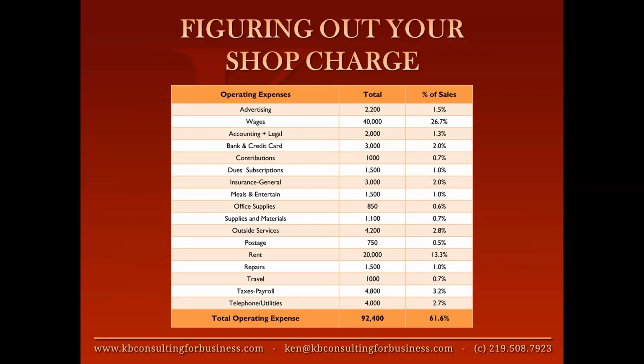Here's an example of what operating expenses might look like for a one-person shop doing about $150,000 in sales. In our example, we see that the operating expenses for this company total $92,400 for the year. This figure includes wages in addition to other expenses like rent and advertising.